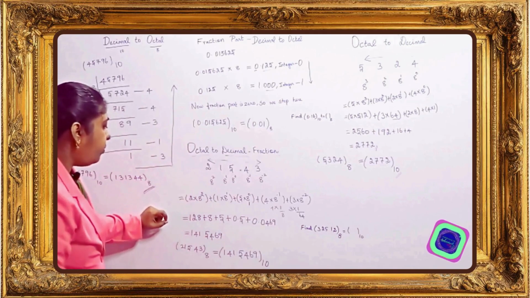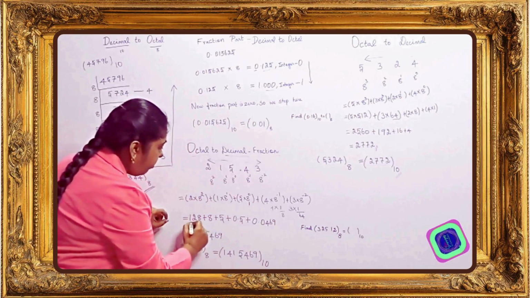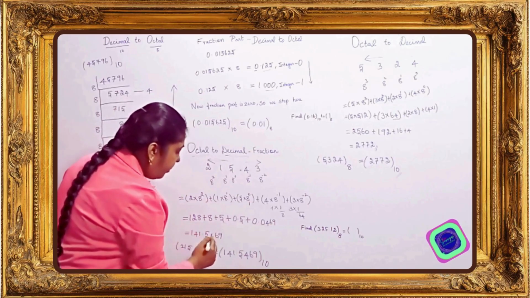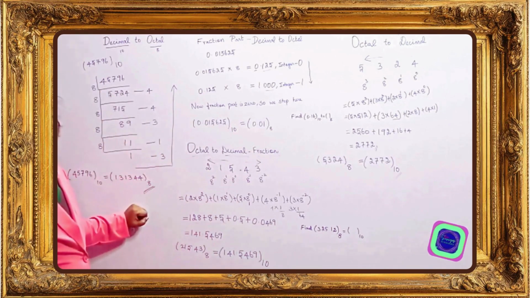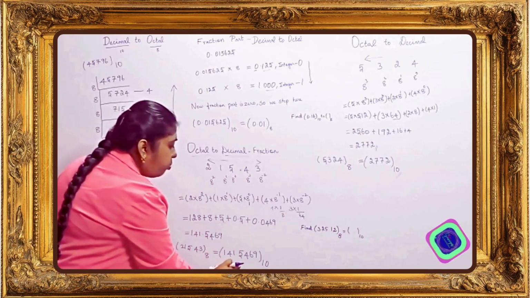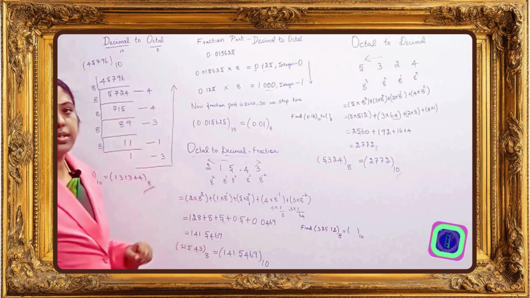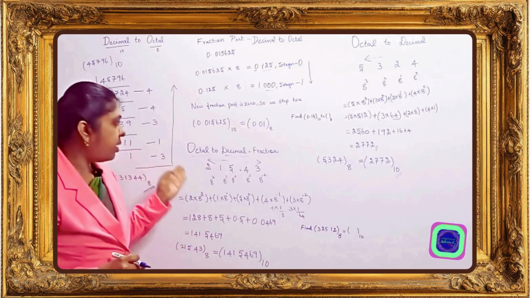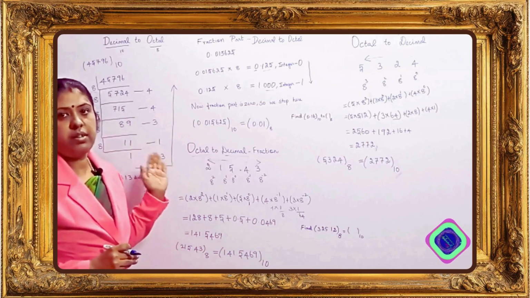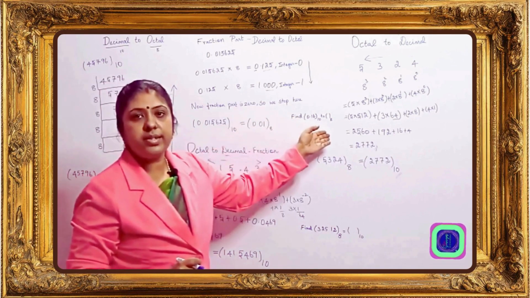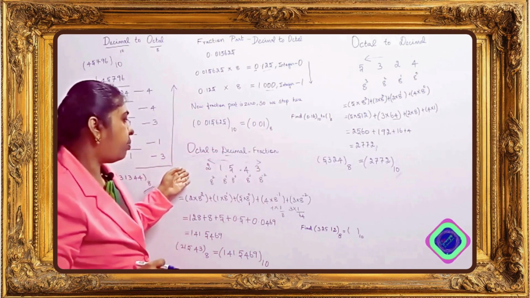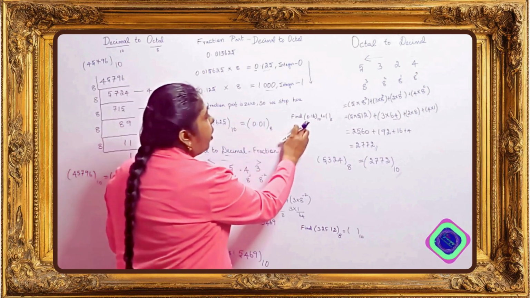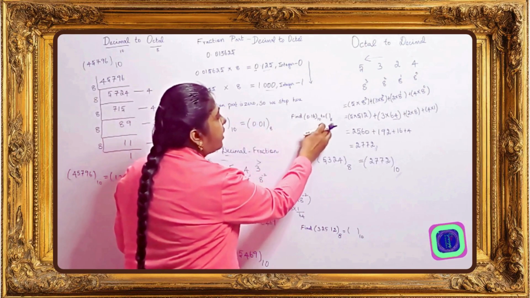So finally, adding the integer values 128 plus 8 plus 5, we arrive at 141, and then 0.5 and 0.0469, we arrive at 0.5469, and then the final answer is 141.5469 to the base of 10. Okay, this is the octal to decimal value when we are having a fractional point. When we are having an integer part, this is the example, and when we are having a fractional part, this is the example.